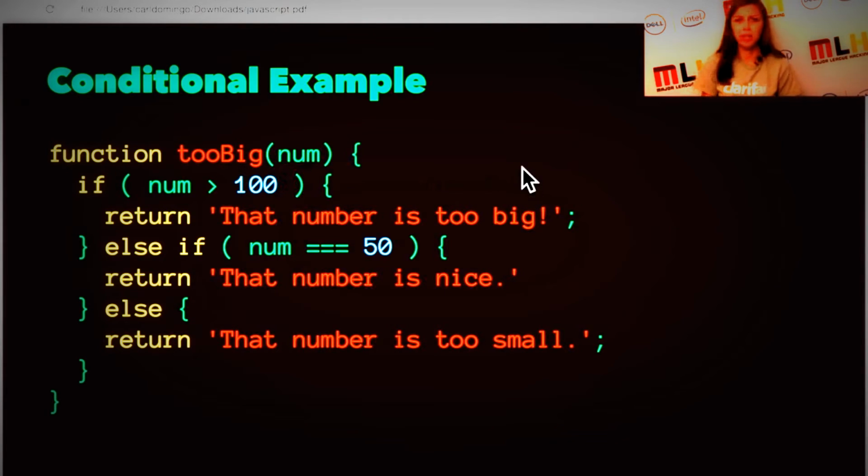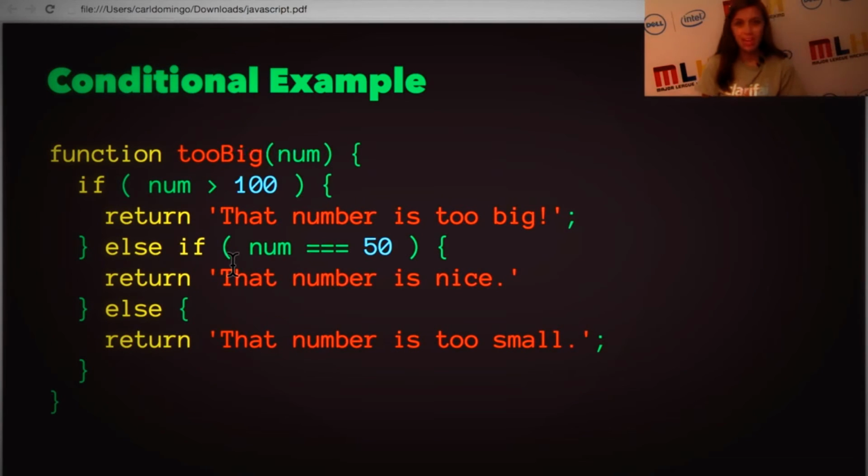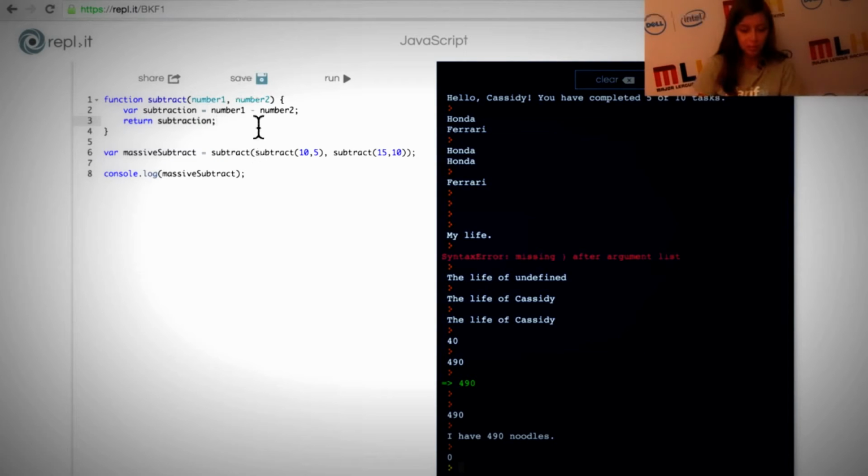And so if the number is greater than 100, you say that number is too big, and you're just returning it. You could also have a console.log statement in there. You could call another function, all kinds of stuff. Else if, and so you're also doing otherwise, we want to move on to this next statement. If the number is equal to 50, then you could say that number is nice. We're happy with that. Otherwise, else, at the end, that number is too small. And you could do a lot of different kinds of conditionals, and I'll do a quick example over here.